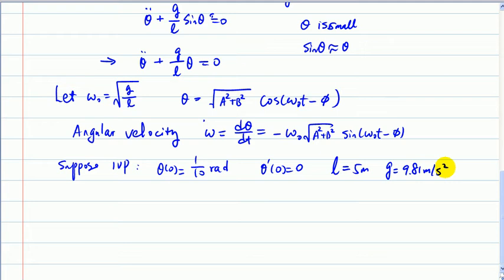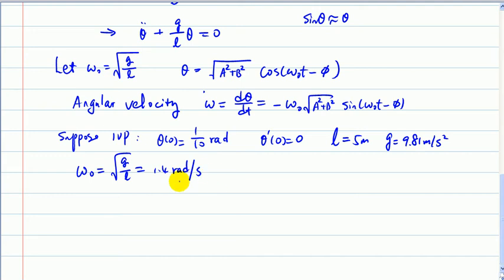So with these given conditions, I'm able to get omega naught equal to the square root of g over L. You do the calculation, you get 1.4 radians per second. So that's your natural frequency of the swing of this pendulum. With this initial condition, I'll be able to calculate this A and B. Just substitute the initial conditions into theta and theta prime. So we'll be able to get A equal to 1/10 and B equal to 0.